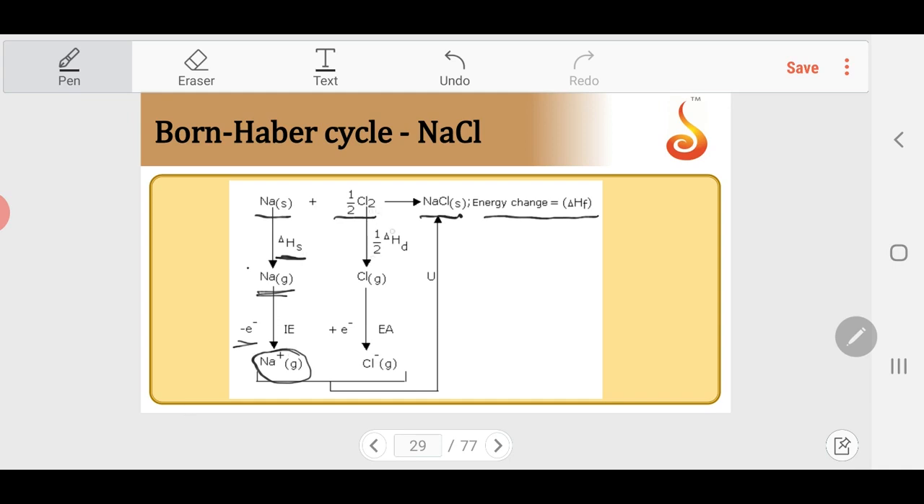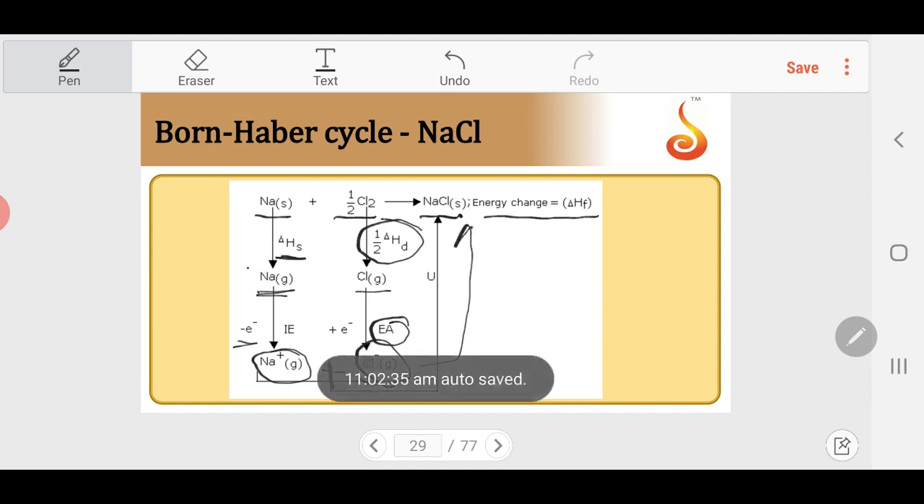In the same way, for chlorine molecules, you have to break the bonds between the chlorine atoms. So half of the bond dissociation enthalpy you have to supply. So it becomes chlorine atoms in the gaseous phase, and then you add one electron, and the amount of energy released is nothing but the electron affinity value, to convert into Cl minus. Then these two will combine to form NaCl. So the amount of energy is nothing but the lattice energy, that is U.